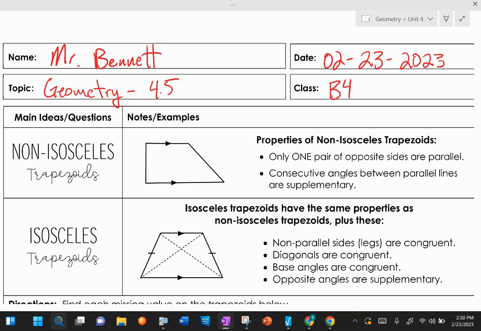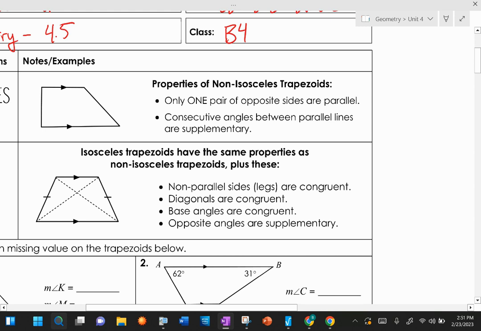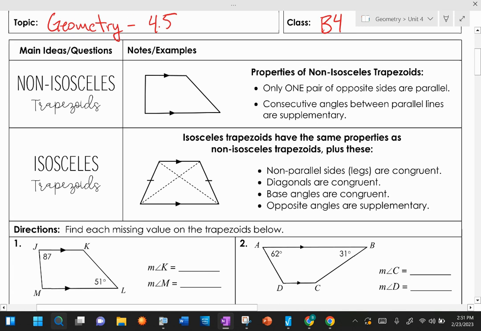Jude, will you please read isosceles trapezoids? Isosceles trapezoids have the same properties as non-isosceles trapezoids plus: non-parallel sides are congruent, diagonals are congruent, base angles are congruent, opposite angles are supplementary. Good. Okay, so there's a couple of markings that we can make to maybe help. We have consecutive angles. Those are congruent.